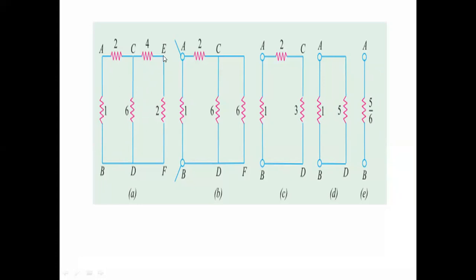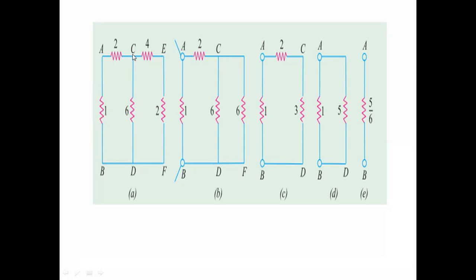Suppose I want to find out the resistance across E and F. Then these two resistors are connected in series, 3 ohms, and after that it is in parallel with the 6 ohms. So we will find out the parallel resistance. After that, the obtained value is in series with 4 ohms, and that obtained resistance is in parallel with 2 ohms. Like that we can find out.